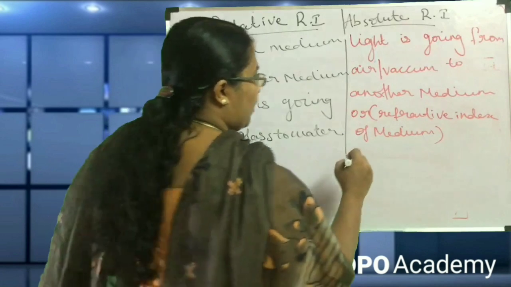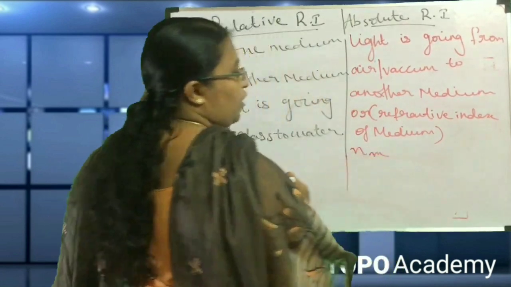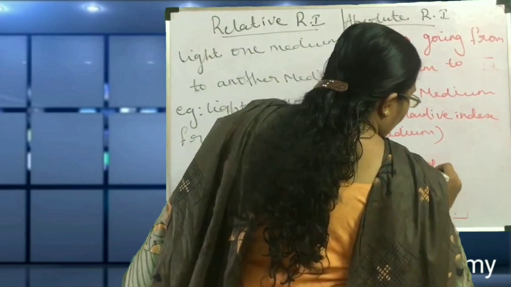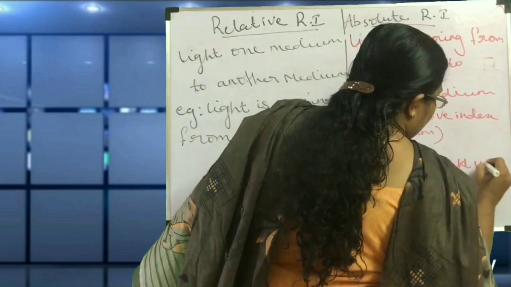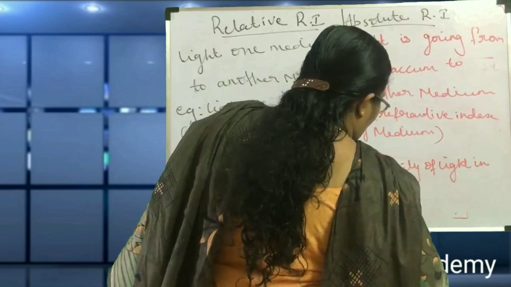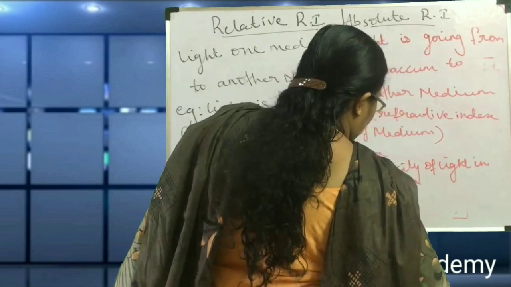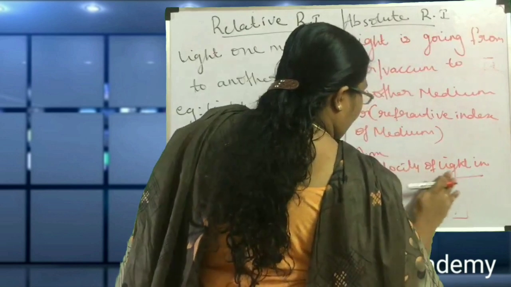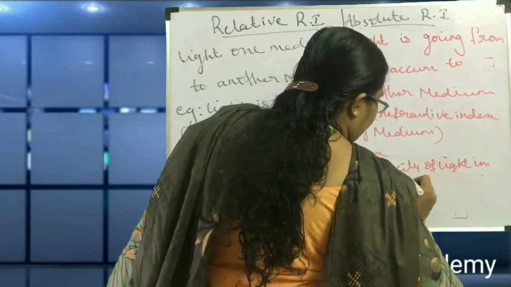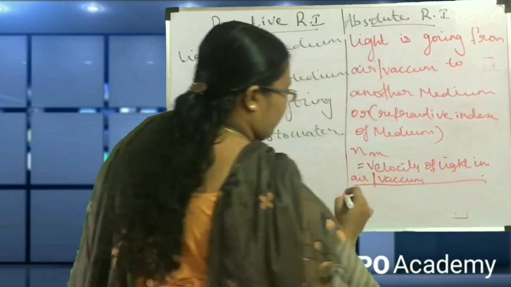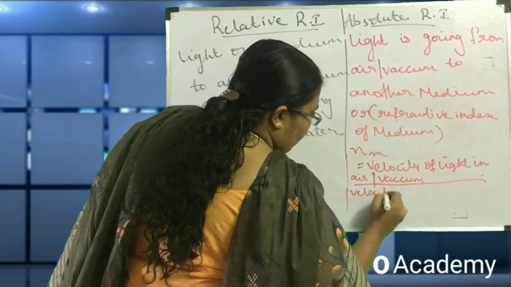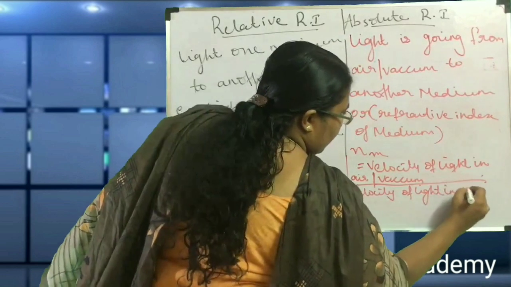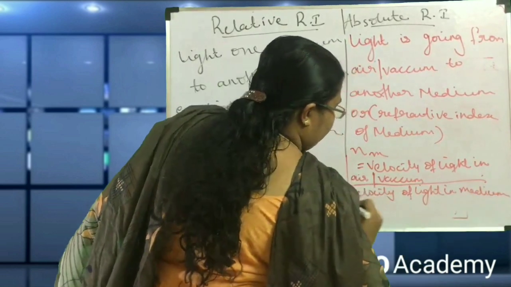So the equation to find the refractive index of the medium: the refractive index of the medium is the velocity of light in air or vacuum divided by the velocity of light in the medium.